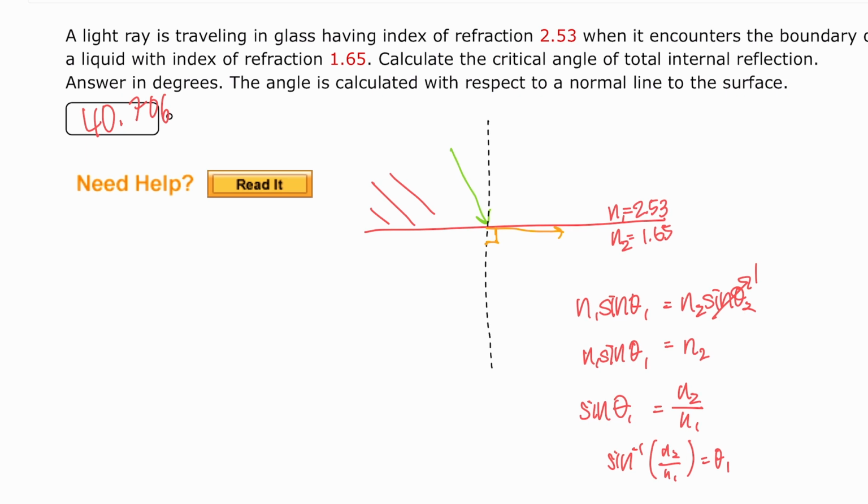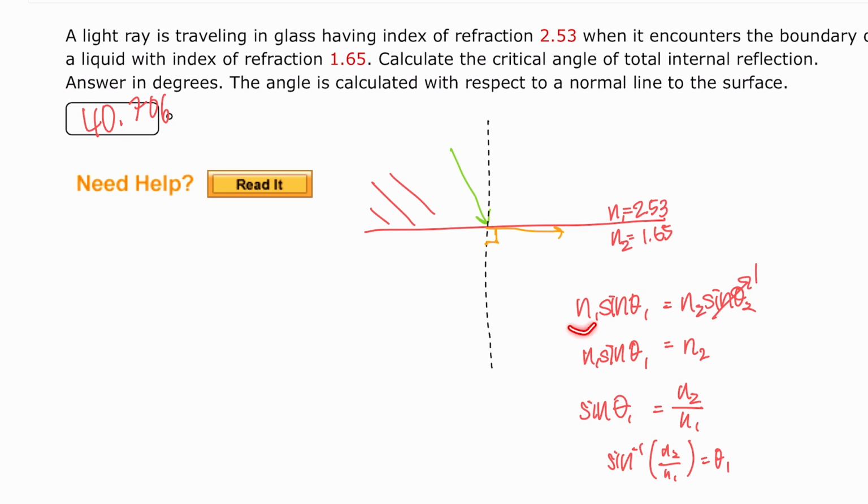Question 9. This time there's no air, so they both have an index of refraction, and we're going in from here to here. This time we're trying to find this theta value. It's flipped upside down, but it's still the same concept, because the refracted ray is this theta, so this is supposed to be theta 2, and since we want the critical angle, this theta 2 is 90 degrees.